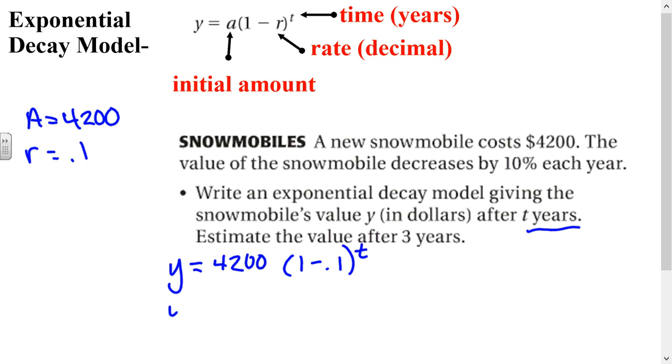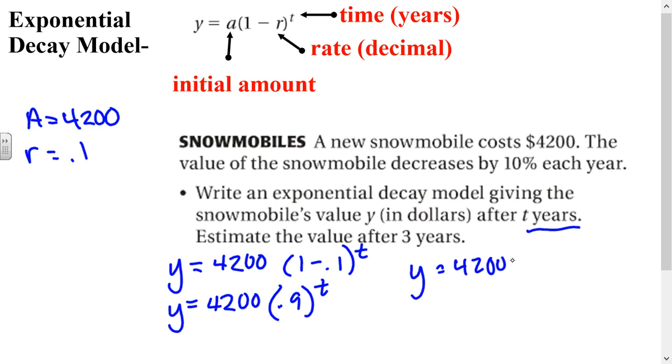Now you should probably go ahead and simplify that. So if we have 4,200 times 1 minus 0.1 would be 0.9 to the t power. That would be our simplified equation. Okay, now the next part says estimate the value after 3 years. So we're just going to do that by plugging in 3 for t. So then it becomes y equals 4,200 times 0.9 to the third power.